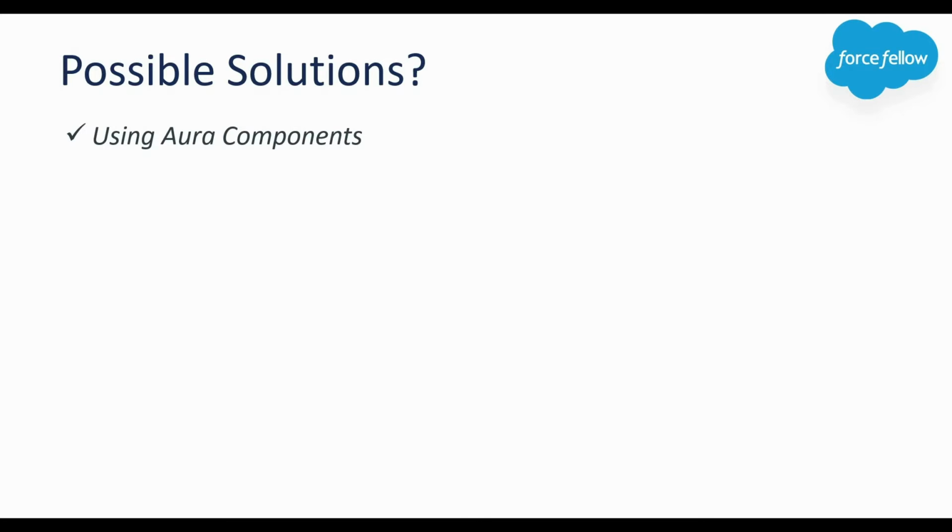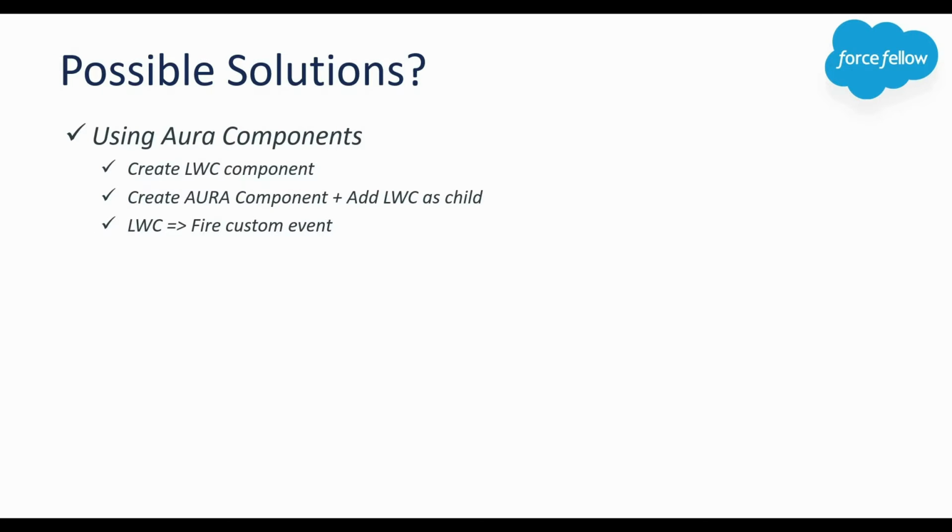So the first option we have is using Aura components. We can wrap our LWC component into an Aura component, and Workspace APIs are very well supported with Aura. So we can achieve these requirements there. The process will be like: first we create the LWC component, then we create an Aura component and add our LWC as a child. Now whenever we want to perform any Workspace API operation, we need to fire a custom event from the child component to the parent, LWC to Aura. And now in the Aura component, we can use the Workspace API to perform that operation, right? So this is the first approach which we can use to achieve these requirements.